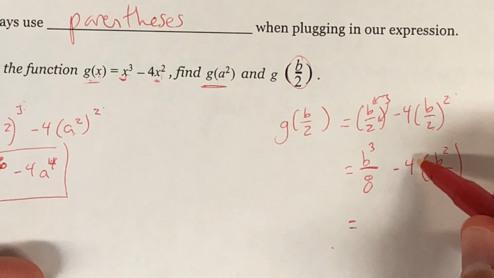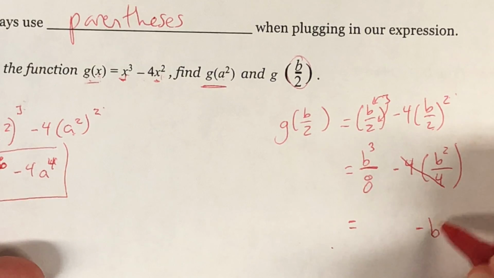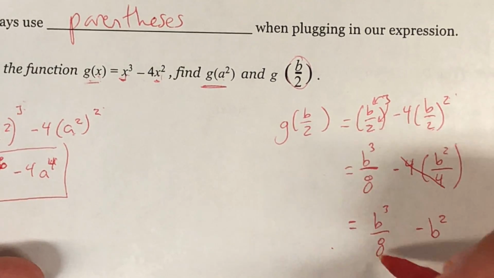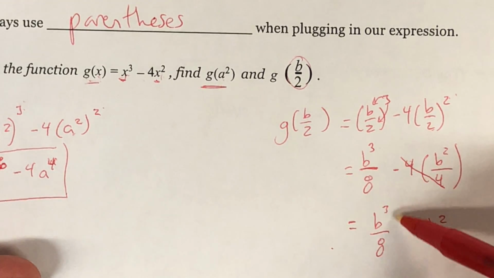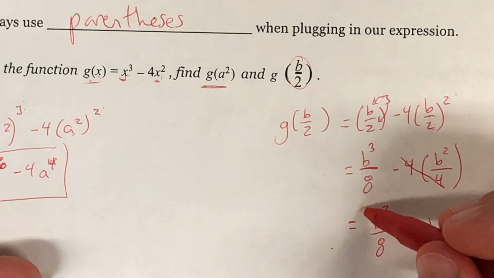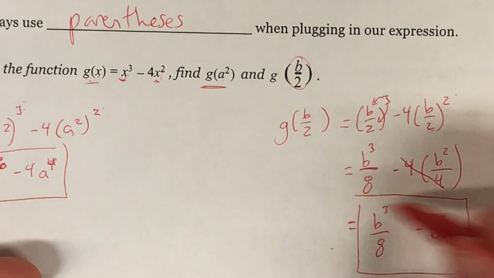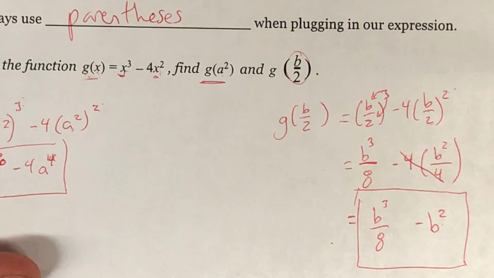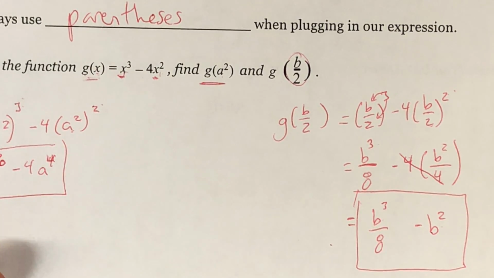So let's simplify further. 4 over 4 will cancel. So we just have negative b squared there. And over here we have b cubed over 8 still. There's no canceling happening there. And these are not like terms. So we're done. So notice in function notation, when you're just plugging in a variable, or what we call an expression, sometimes your solution is not just a number, it's also an expression.